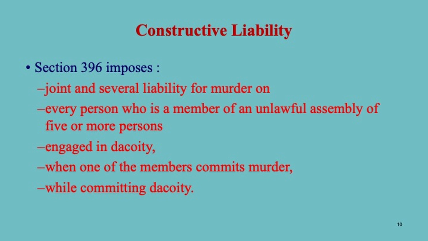Supposing A, B, C, D and E attack X's house and threaten the inmates to hand over the valuables. While doing so, A sees that one of the inmates was trying to ring up the police and immediately fires at him, resulting in his death. Here, all the 5 of them will be liable for murder, though it was only A who actually killed the inmate. This is because the murder was committed while committing dacoity, and hence by virtue of section 396, all those who are participating in dacoity will be liable for murder.